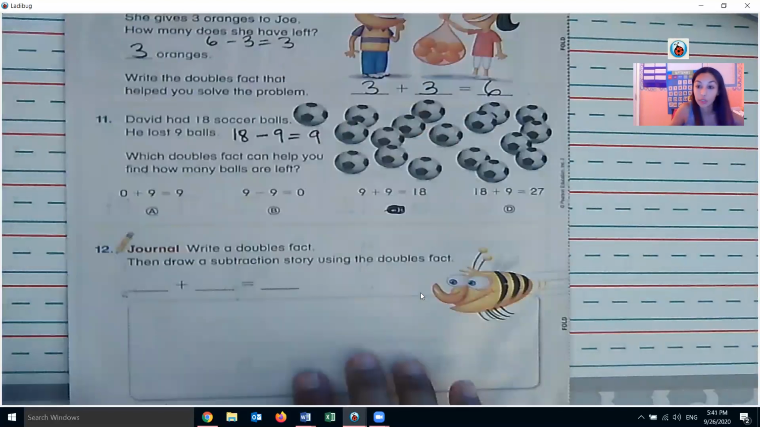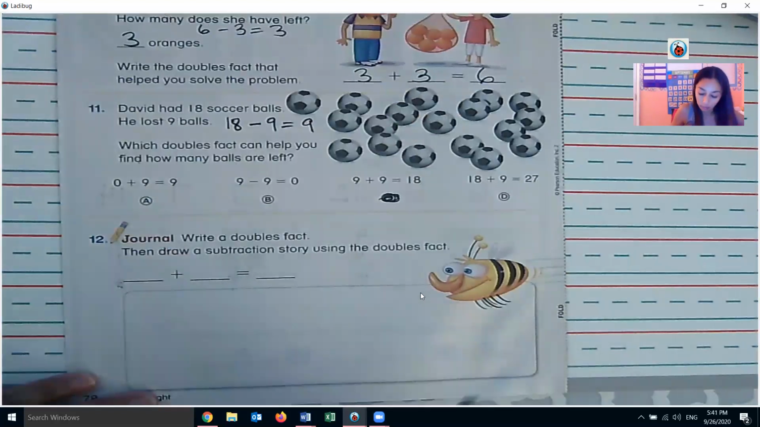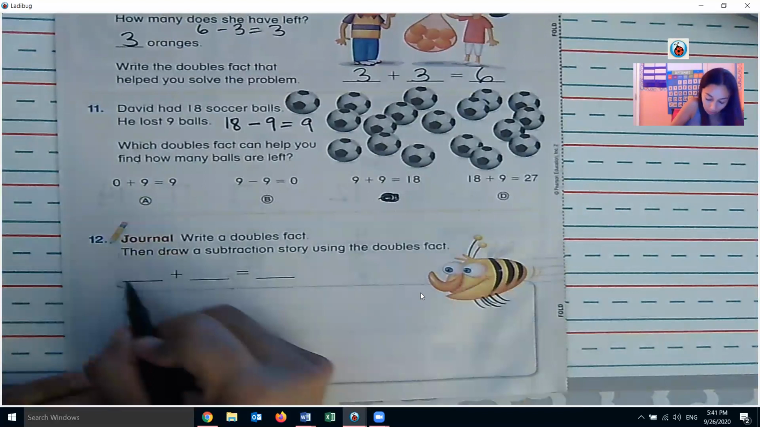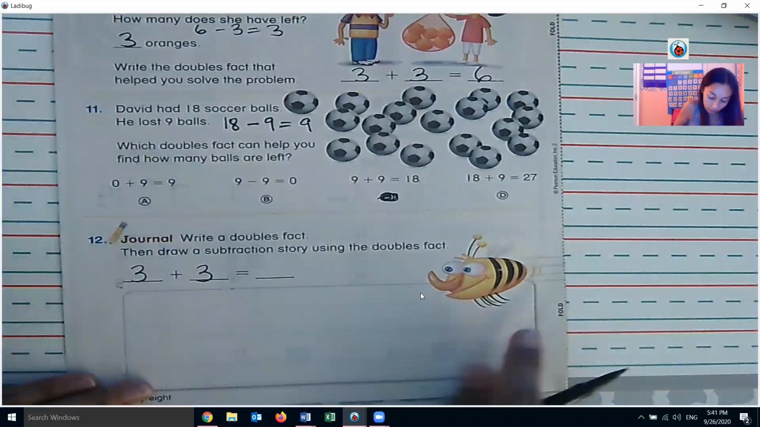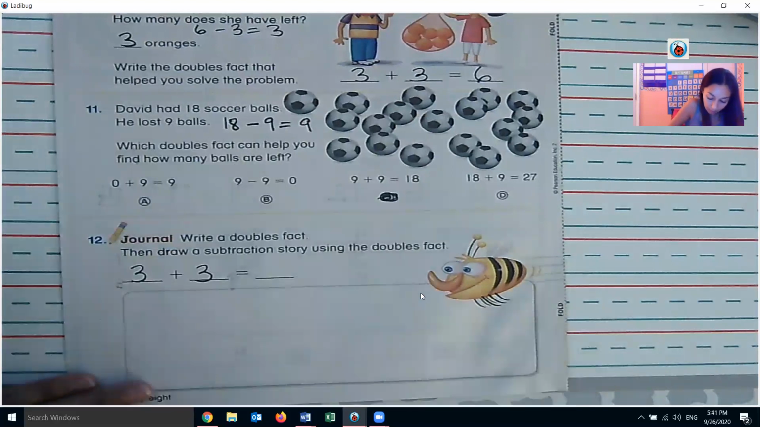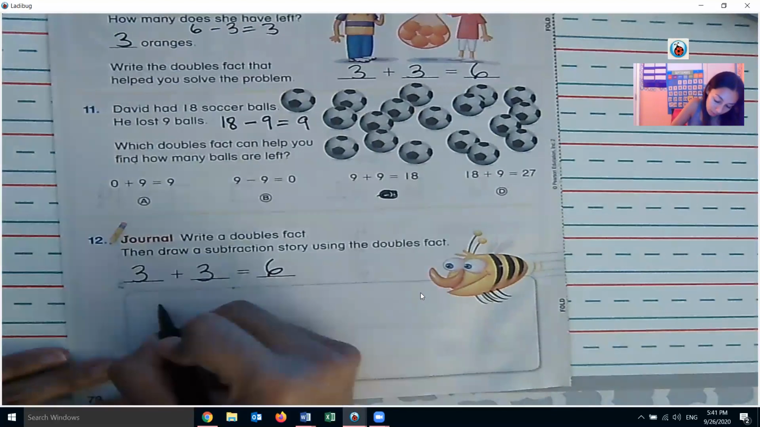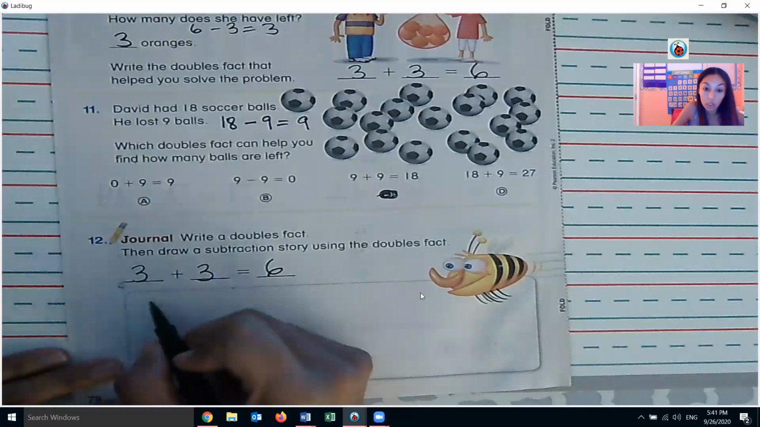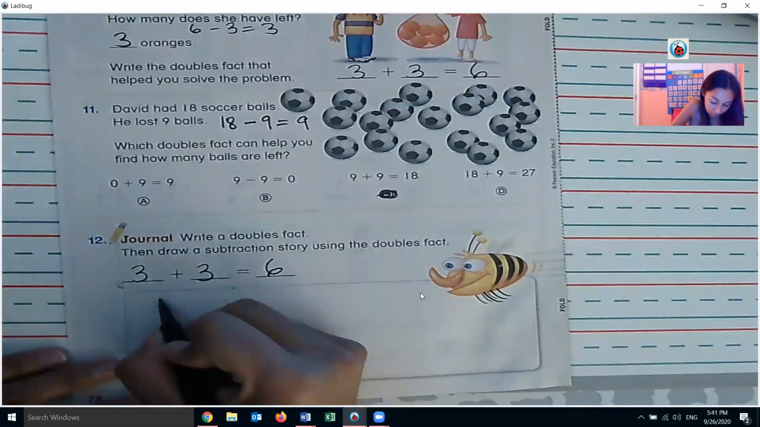The last one is where you get to be creative and write your own doubles fact. So think of something. Maybe I'll use this bee's little legs. He has 3 legs on one side, 3 legs on the other. He has 6 all together. So we want to write a subtraction story. We're writing the addition sentence, but we need a subtraction sentence.